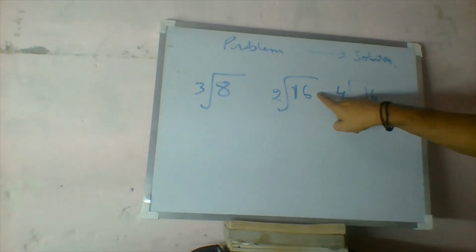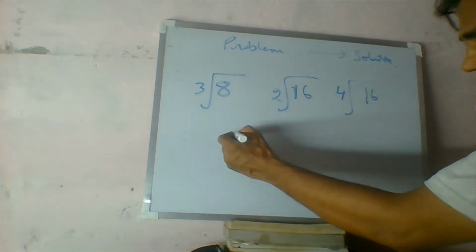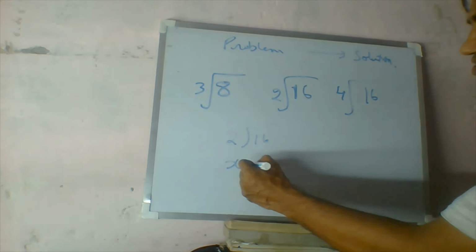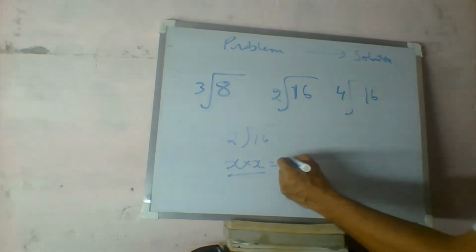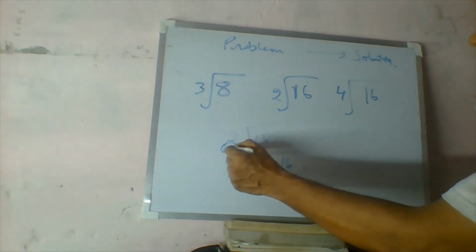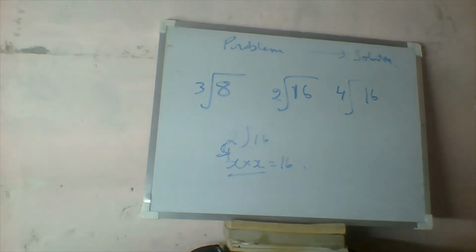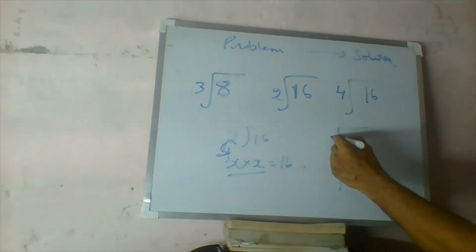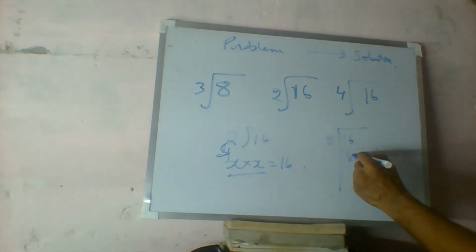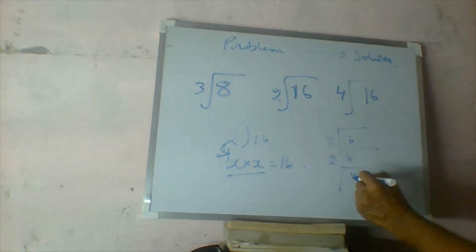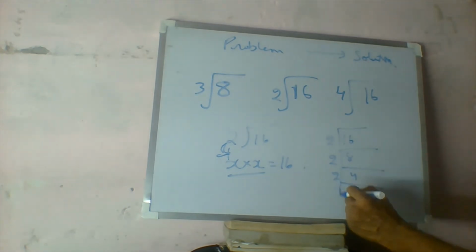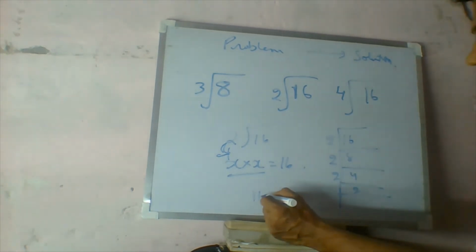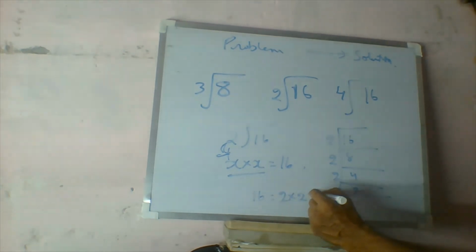Here it is asking me to find a number that, if multiplied by itself twice, should result in 16. Twice we get from here. Now again we make it factors. 16 is equal to 2 into 2 into 2 into 2.